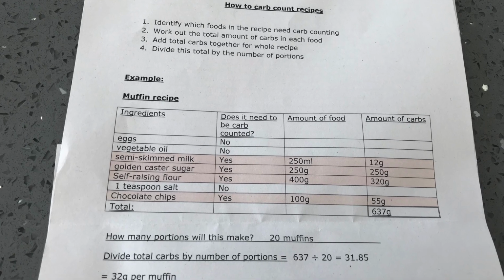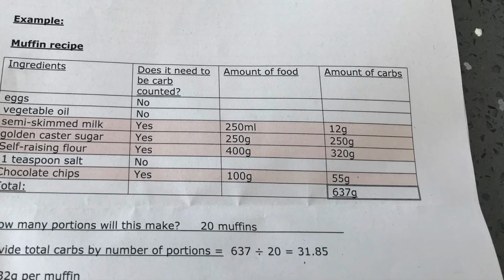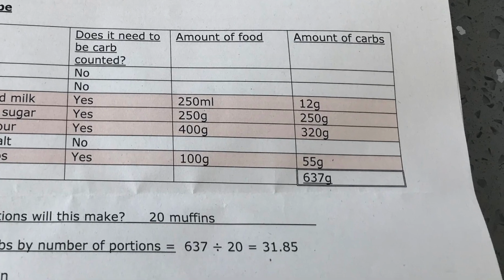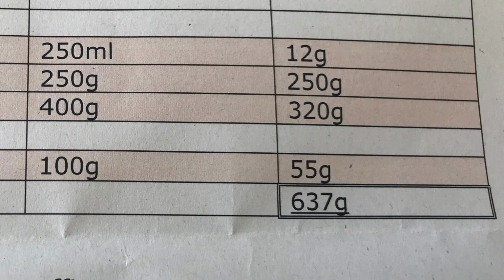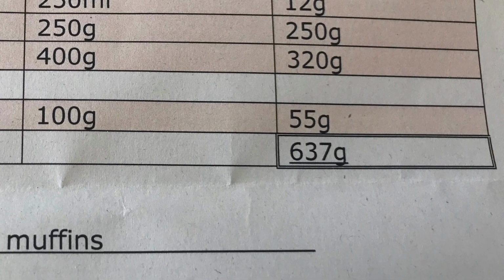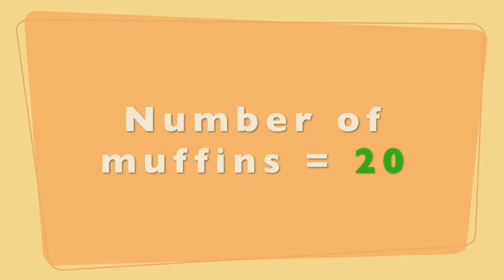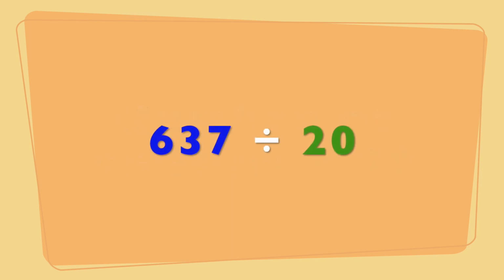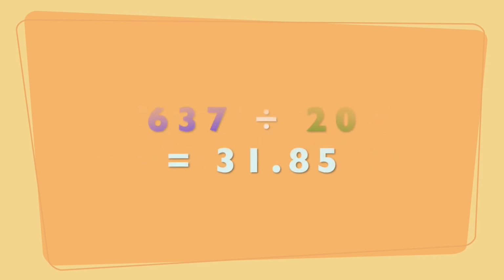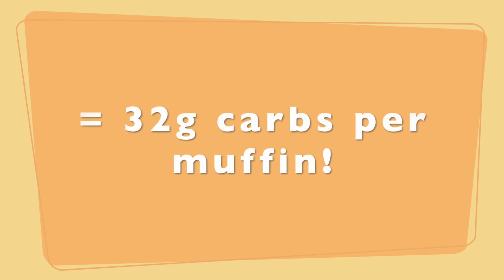Let's take another look at that recipe that we did. And here you can see I have all the amounts of all the different carbohydrates worked out for my milk, my sugar, my flour and my chocolate chips. And I add those 4 numbers together and that gave me a total of 637 grams. So you just divide the total carbs in the recipe by the number of portions that you're going to make. In this case that's 20. So 637 divided by 20 gives you 31.85, so you can round that up to 32 grams of carbohydrate per delicious muffin.